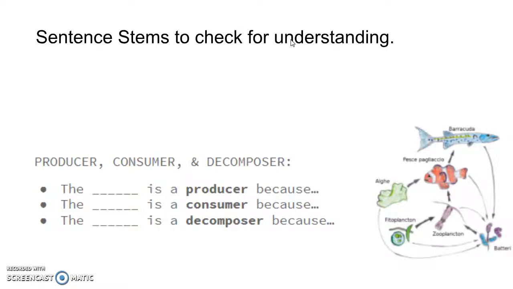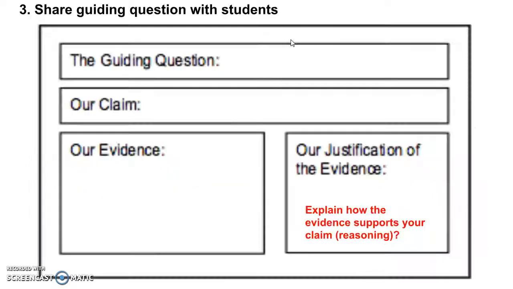When students are in the reasoning portion, they might use sentence frames such as, the blank is a producer because, or, for example, the blank is a decomposer because. You'll also notice they have a graphic organizer to the side, which can further help students through this process. To summarize this stage, this is where students can use sentence stems to cite scientific information that supports their claim.